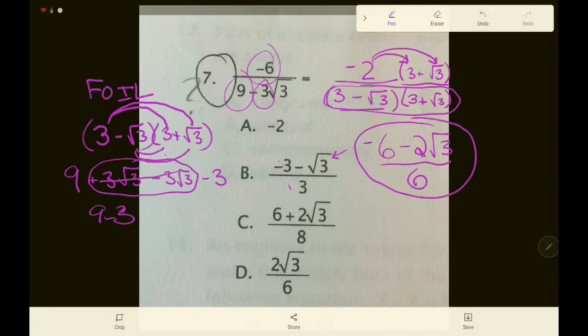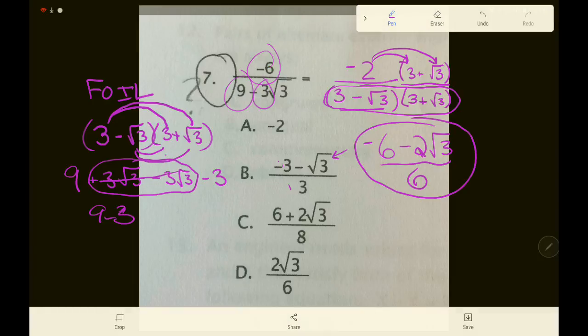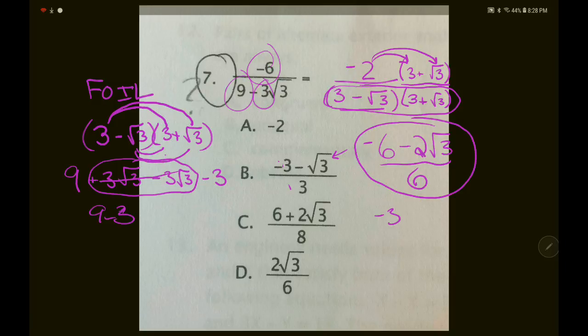Okay. Now, yeah, okay. So each of those numbers, the 6 and the 2 and the 6 are all even numbers. So we're just going to divide each of them by 2. So we get negative 3 minus square root of 3 over 3. And that is this. All right.